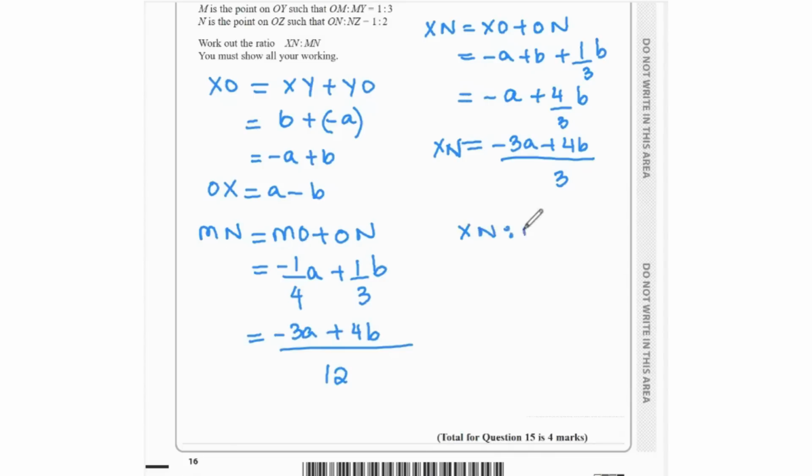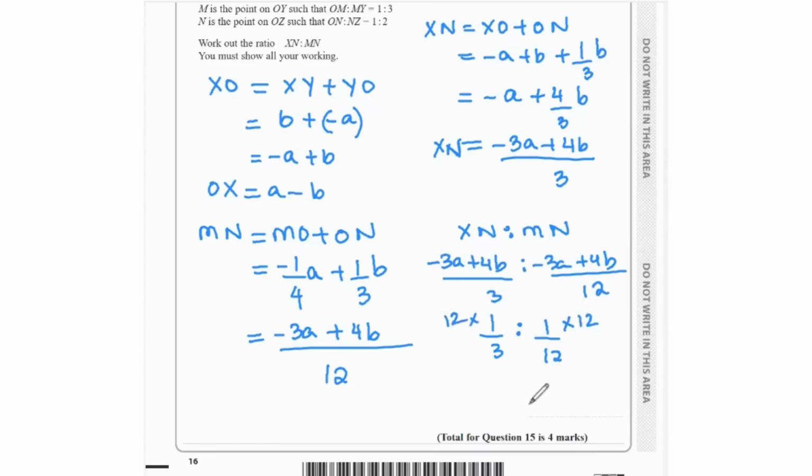XN is to MN. XN is (negative 3A plus 4B)/3. And over here we have (negative 3A plus 4B)/12. We can clearly see that negative 3A plus 4B is common on both sides. So when we cancel those out, we're left with 1/3 is to 1/12. We can times both of them by 12 to get rid of the fraction. So that leaves us with 4:1. That is your final answer for the ratio of XN to MN.